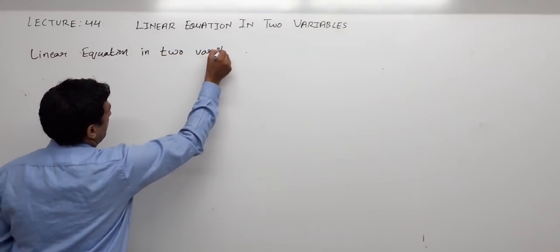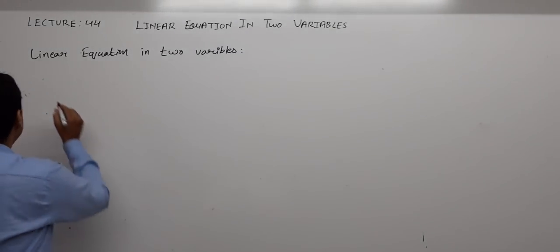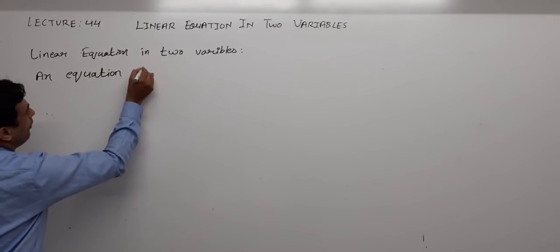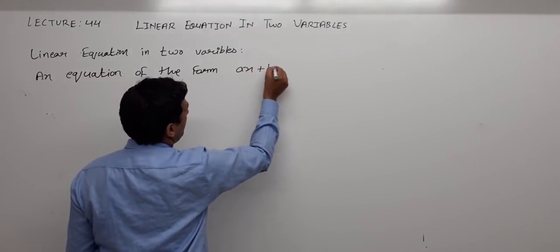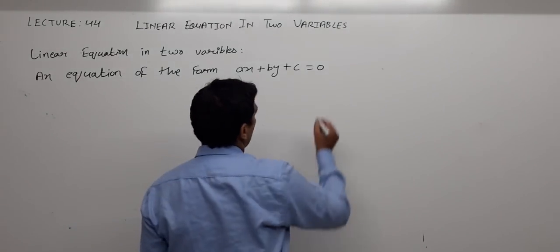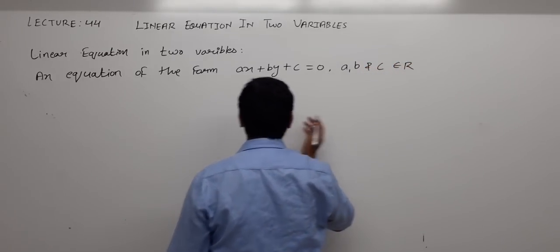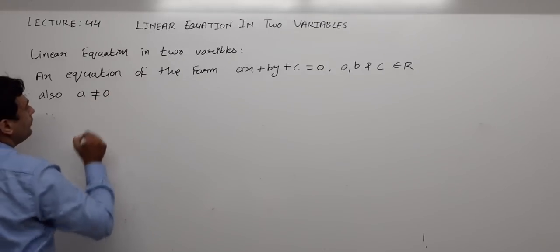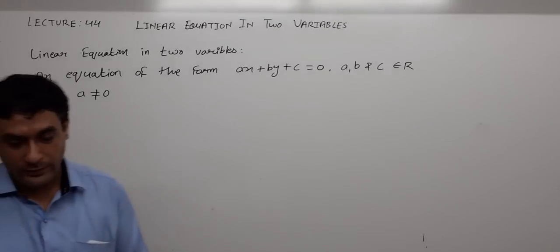Linear equation in two variables. An equation of the form ax plus by plus c is equal to 0, where a, b and c belong to real numbers, and also a is not equal to 0, is called a linear equation in two variables.